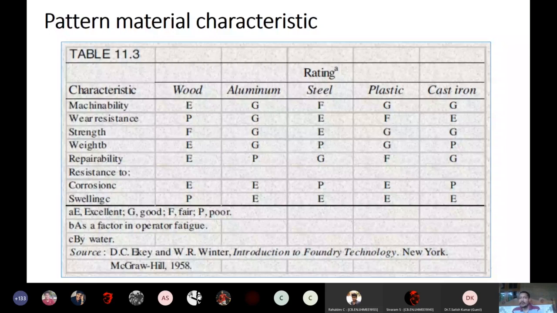So whether it's wood or aluminum or steel or plastic or cast iron, the basic factor in deciding is the machinability. Again, the machinability will be fixed with respect to the geometry of the casting. If the geometry is too complex in nature, you have to go for multi-piece patterns, either made from wood or from metals. So we'll see the types of patterns.